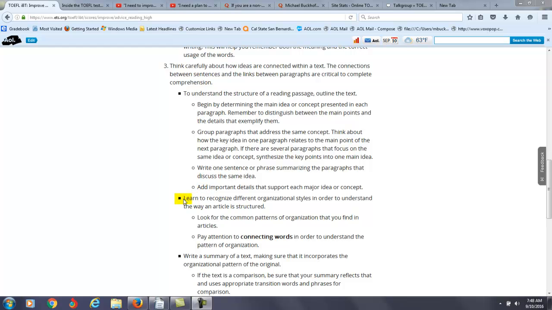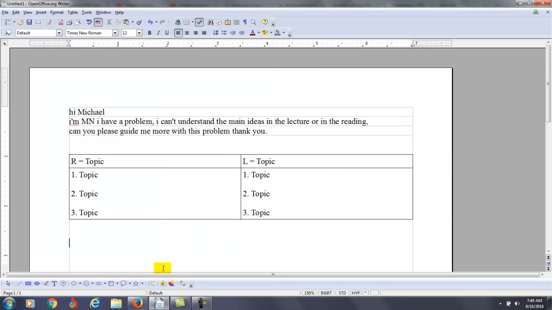Now this is also very important. It says here for reading, learn to recognize different organizational styles in order to understand the way an article is structured. It says look for common patterns of organization that you find in articles. Pay attention to connecting words in order to understand the pattern of organization. So, what kinds of organization patterns are common?